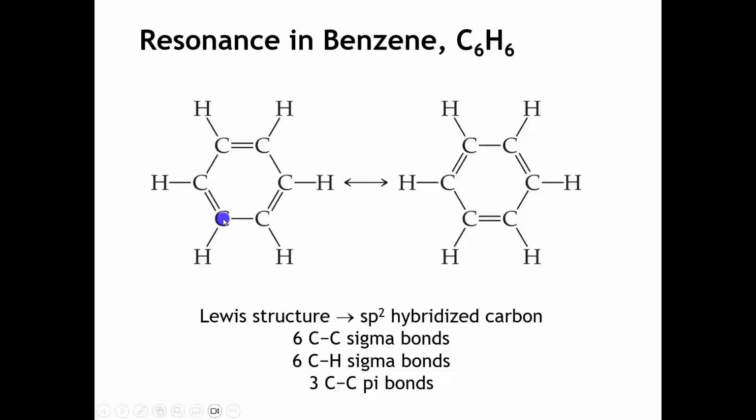Now, at each carbon, because there are 3 electron domains, we would say it's got sp2 hybrid orbitals there. That leaves 1 unhybridized p orbital per carbon. And something about those 6 unhybridized 2p orbitals gives us the pi bonds. But we can see from the Lewis structure, there's not 6 pi bonds, there's only 3.